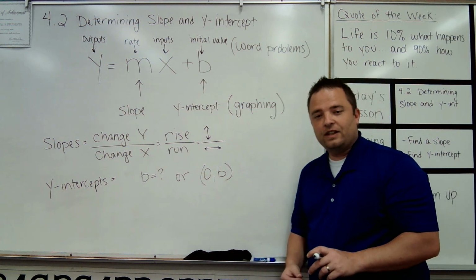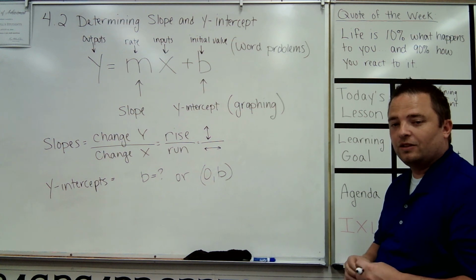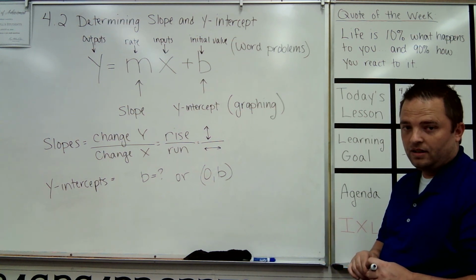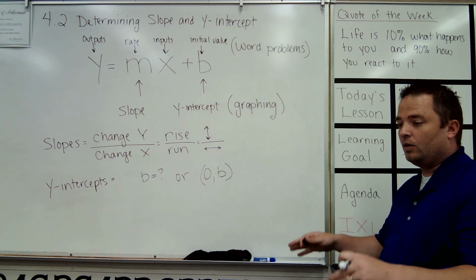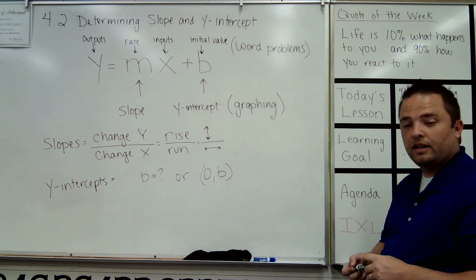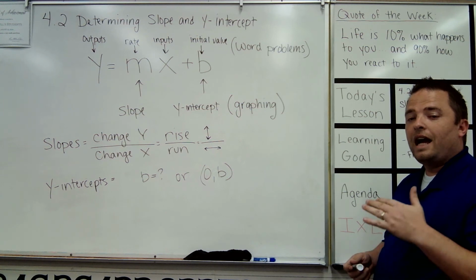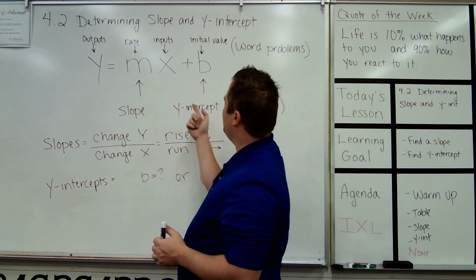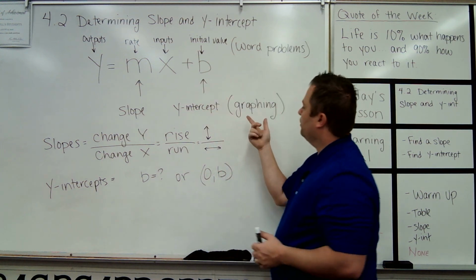In the next video, I will be showing you what this looks like on a graph. I wish I could connect those two videos together, but I cannot. So once you're done with this video, click on the next one right below it, and I'll show you graphically how these two things are related. How does changing a slope and changing a y-intercept look graphically?